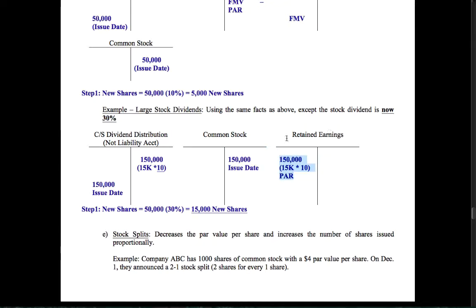$150,000 from retained earnings because this is a decrease on the debit entry, and we increased through a credit entry to common stock the contributed capital of the company. And this is how you can see there's no change in owner value because this all merely offsets from earned capital to contributed capital.